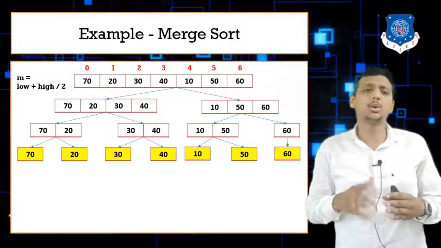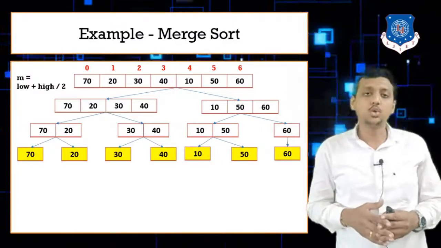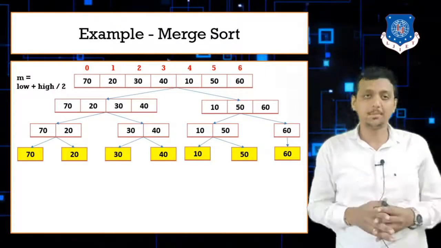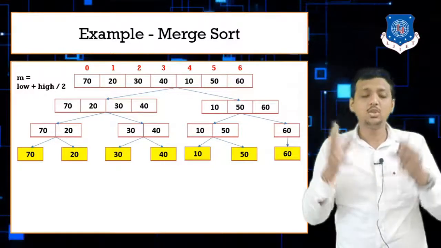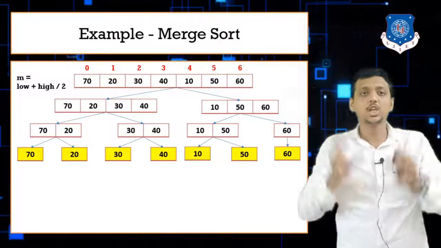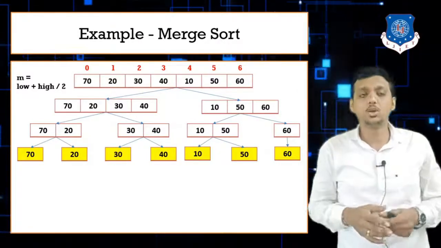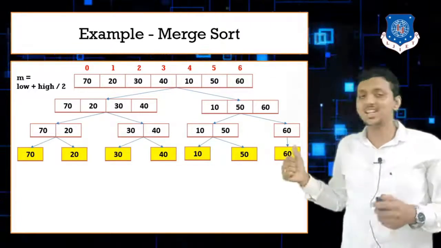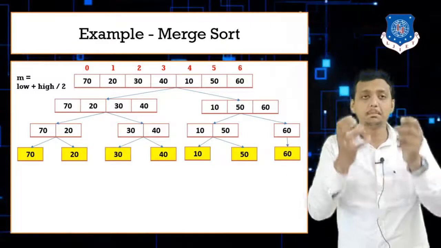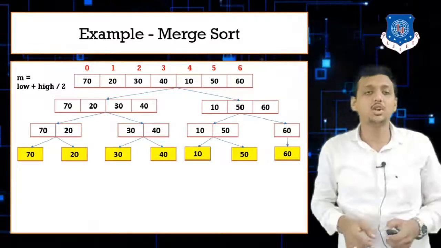In merge sort, you first need to apply the divide algorithm. After dividing, what we are going to do is conquer them. While you are conquering both lists, you are sorting them. So conquer and sort, that is the process. So when we are merging 70 and 20 together, they are put in sorted order.